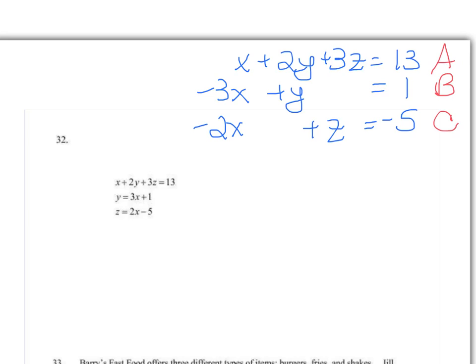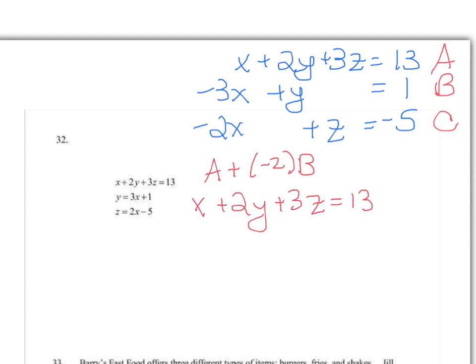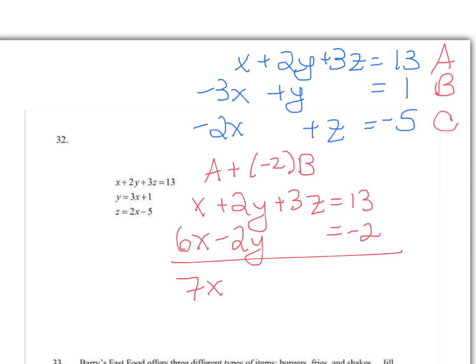So if I combine a and b, I can eliminate either x or y. Let's say I'm going to eliminate y. That's going to leave me with x and z, just like this equation is. So what we're going to do is I'm going to take a plus negative 2 times b, so that is 6x minus 2y equals negative 2. When we add them together, we get this equation.